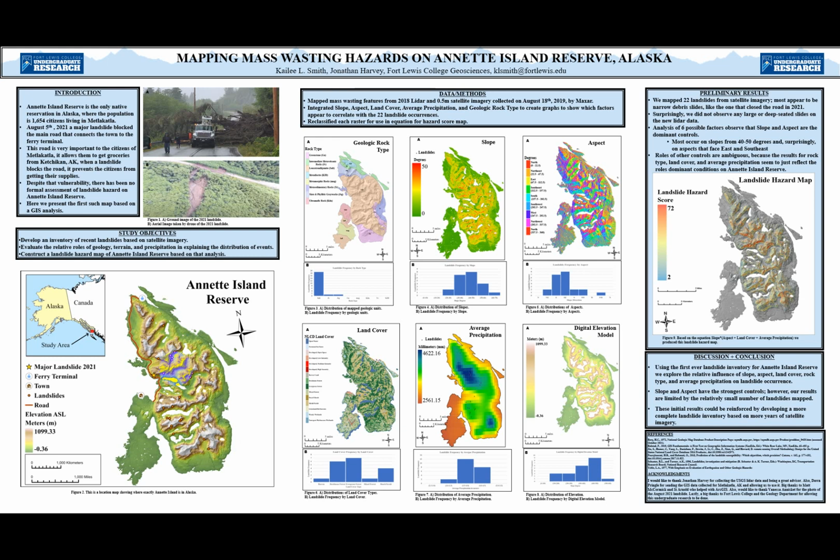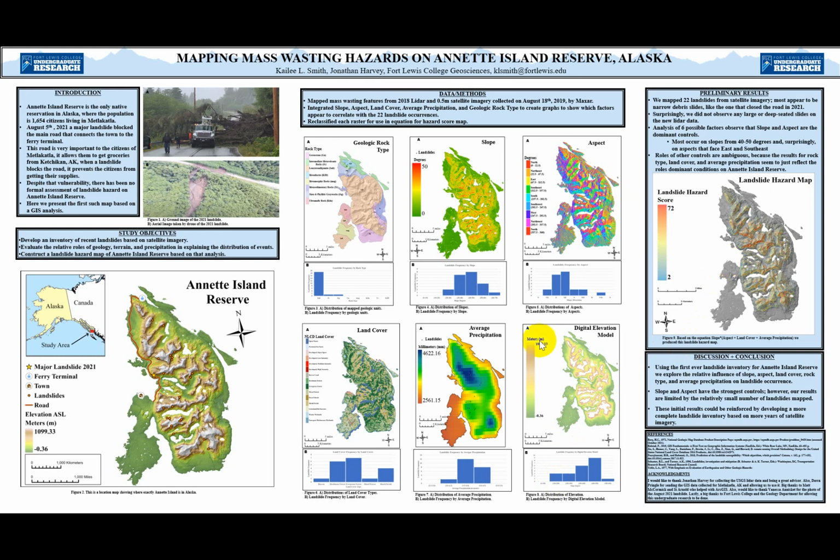And to figure out how to create a landslide hazard map, I used these data sets to help me make this. I used geological rock type, slope, aspect, land cover, average precip, and digital elevation models. Based on these data sets, I was able to extract each of these landslides that I have mapped and create these charts at the very bottom. Based on these charts is how I created this landslide hazard equation that I would use in ArcGIS to form the landslide hazard map.